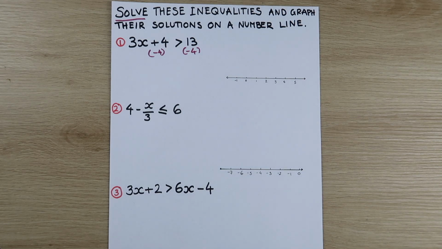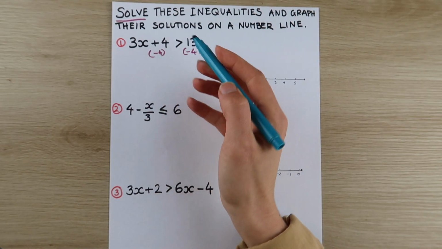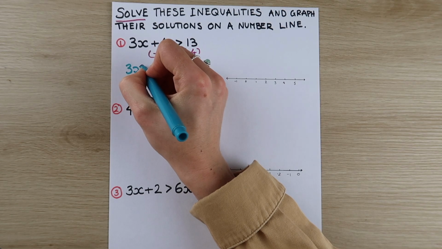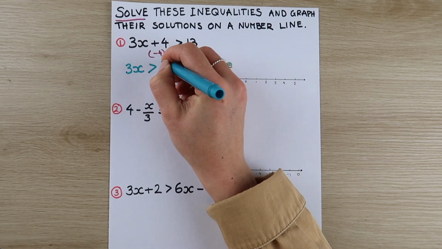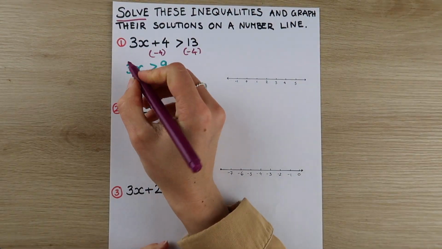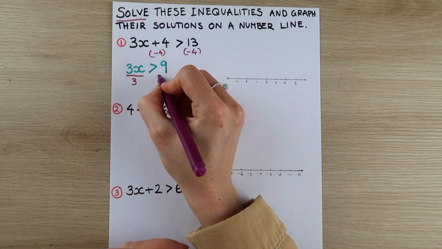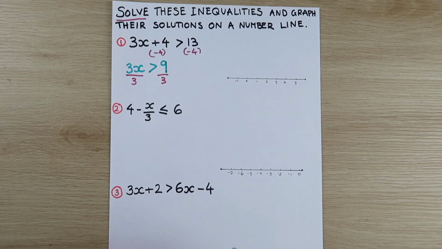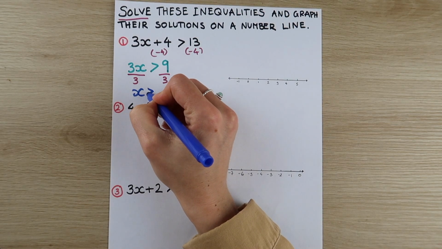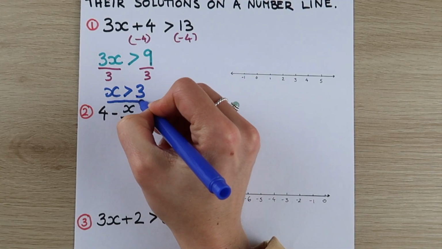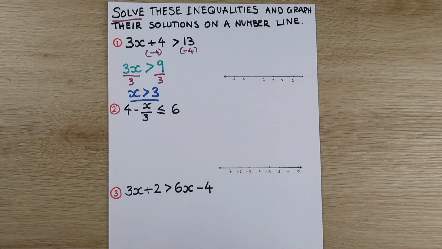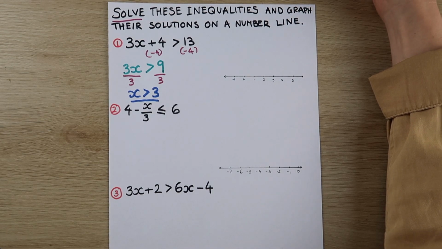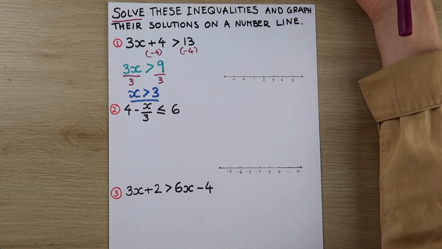Now when I make that change, I'm still leaving the sign as is. So 3x is greater than 13 minus 4, which is 9. The final step for this is to divide by 3, because I want, like I said before, x to be all on its own. And that leaves me with x is greater than 3. Now I've completely solved my inequality. What I need to do now is finish off the question. It's saying that I need to graph the solutions on the number line.